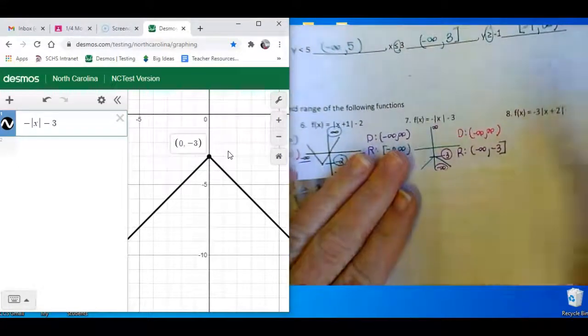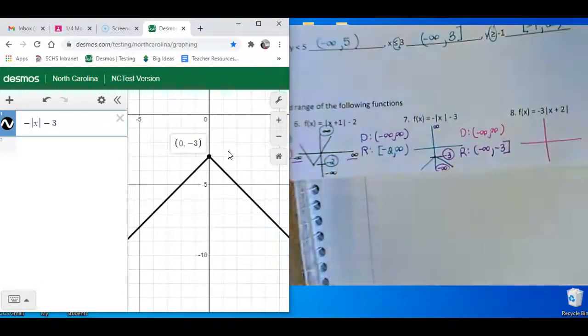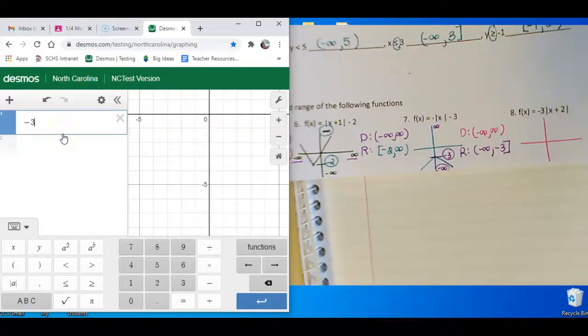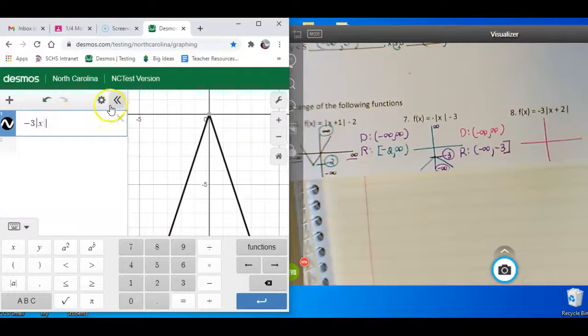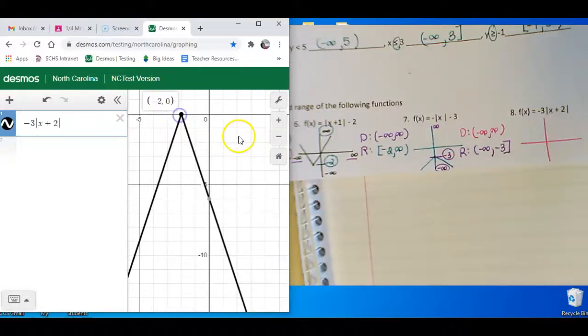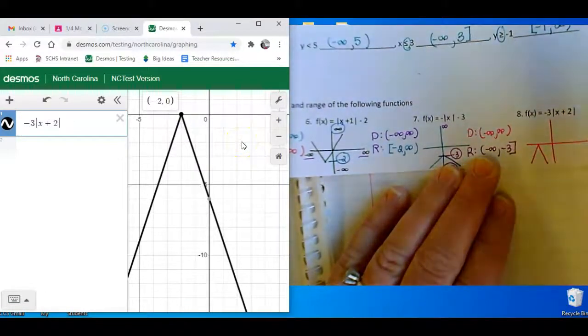Look at one more and we'll be done with notes. Alright, let's go ahead and graph it. Negative 3 absolute value x plus 2. There we go. So there's that graph. Looks kind of like that.